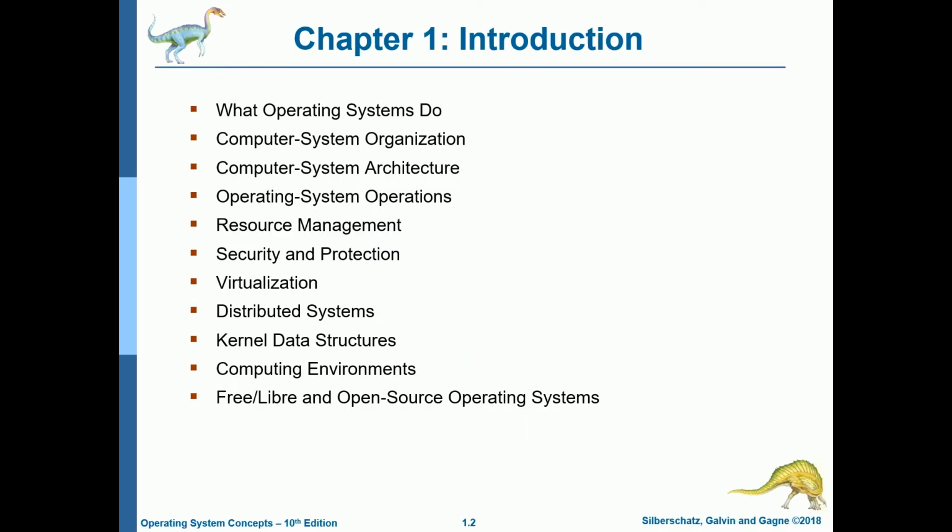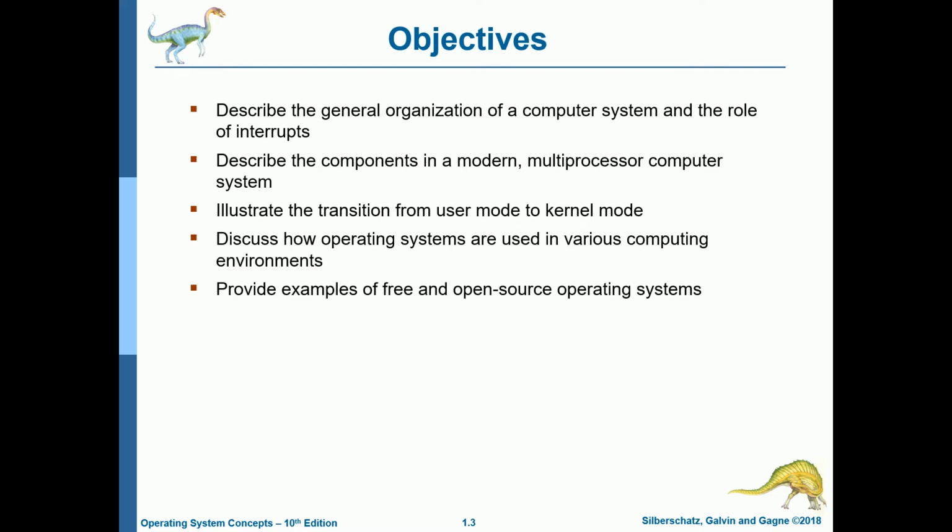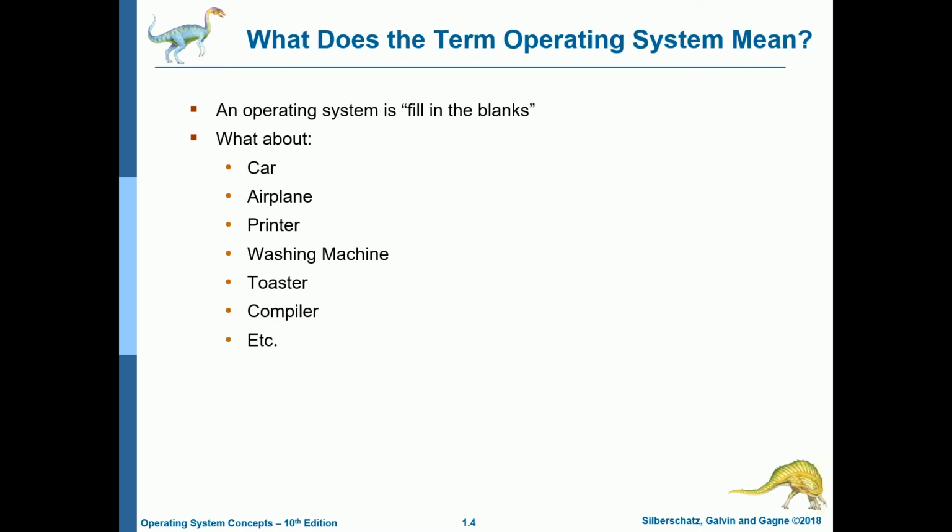Here are some of the topics that we're going to address today. And here are some objectives we're going to address today. Now, as we're getting into this, we need to figure out, what does an operating system mean? What does it do? We have to think about how this applies not just to the computers that we know, but about other things that may have an operating system, like a car or an airplane's guidance system, or a printer or a washing machine or a toaster or any of these different things. What does an operating system do with that? How does it apply to that kind of technology?